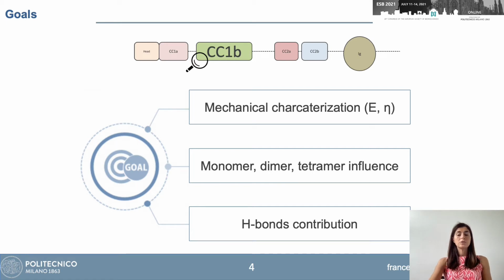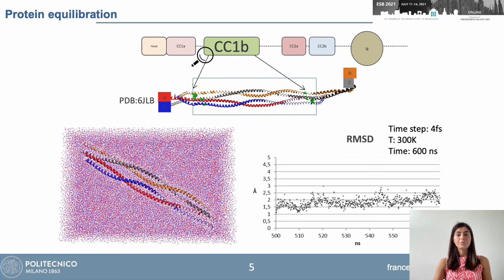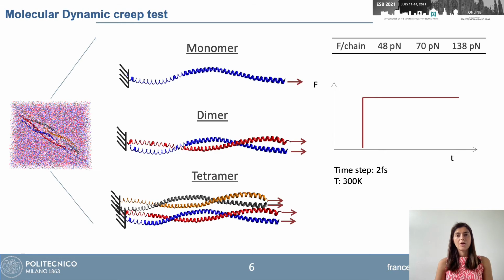First of all, I extracted the CC1b domain from the longer X-ray solved domain available in Protein Data Bank database, and I solvated it in a water box. I equilibrated the protein for 600 nanoseconds, and I extracted 3 protein models to verify the reliability of the results. For each model, I extracted the monomer, the dimer, and the tetramer configuration.